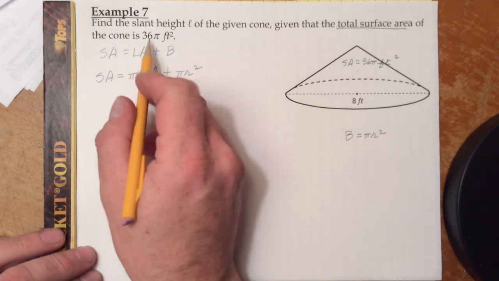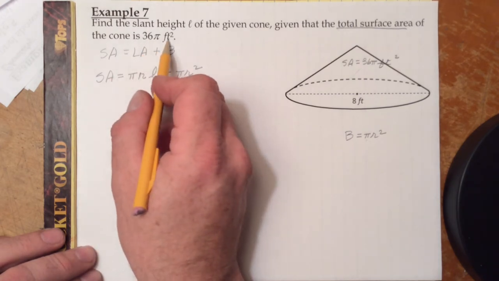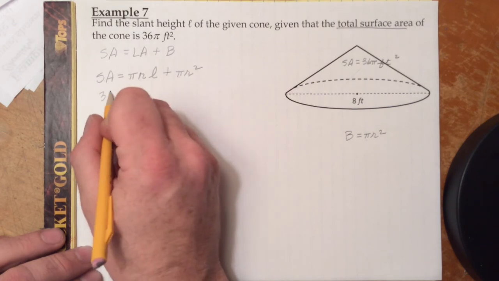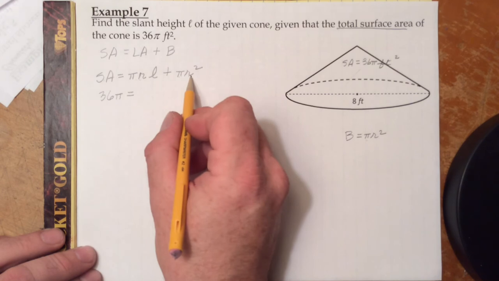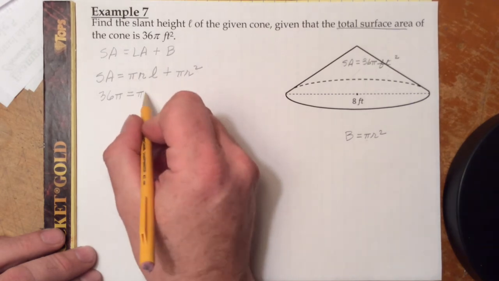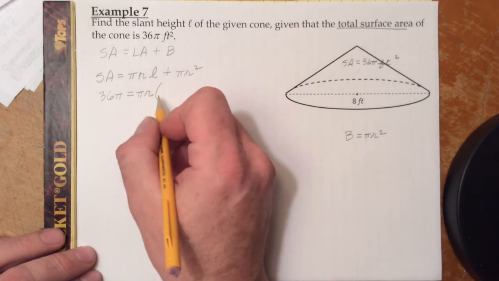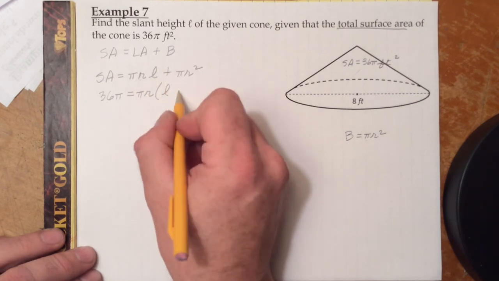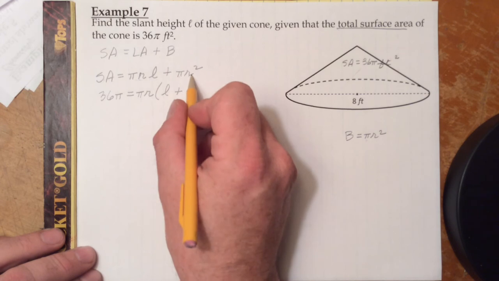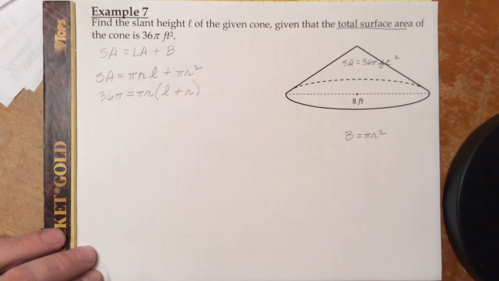So let's go ahead and plug in the 36 pi square feet for the surface area. We have 36 pi equals, and then let's factor out pi and r. Now, you don't have to factor these out. It just makes it a little easier later. What we have left here is L plus, and then we have just one r left here.